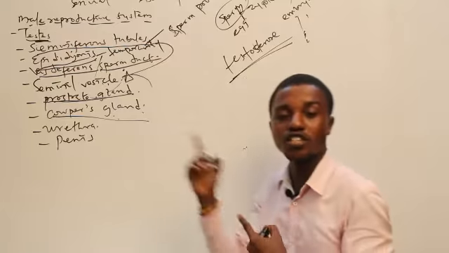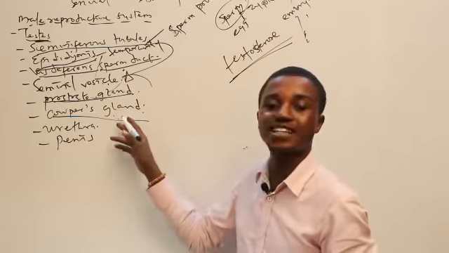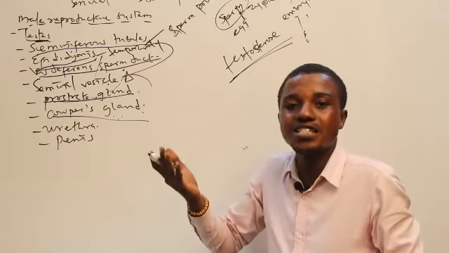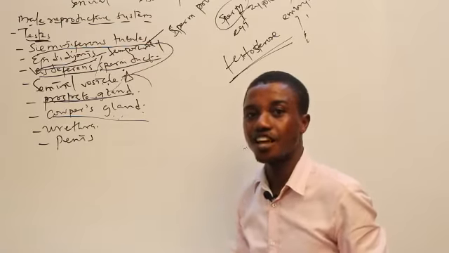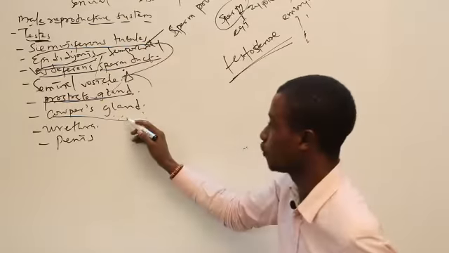Recall, the sperm is going into the vagina. The vagina is acidic in nature. So the Cowper's gland secretes a fluid that will increase the pH, thereby neutralizing the acidity. So when the sperm gets there, the sperm can feel at home. Are you with me? So that's the function of the Cowper's gland.